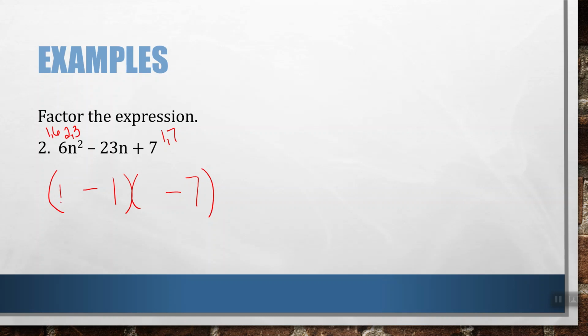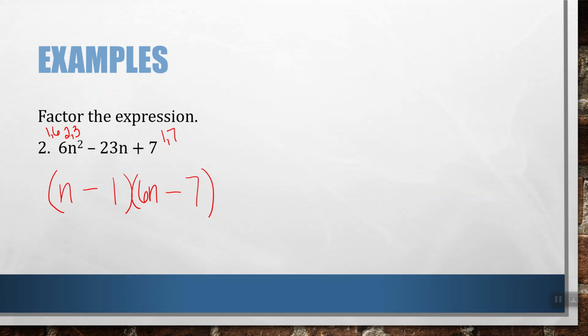So I'm going to try 1n, and I'll just write n, and then I'm going to try 6n. I'm going to see if I can get negative 23 in the middle. So that's negative 6n, and here we have negative 7n. Well, that's negative 13n. I need negative 23, so that didn't work.